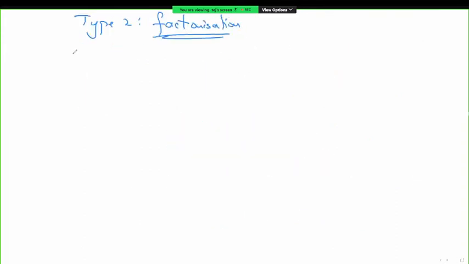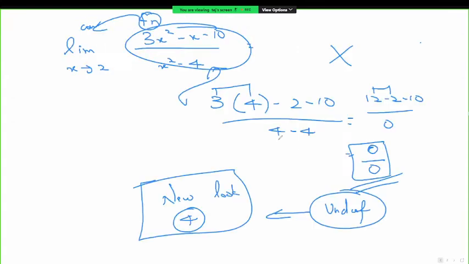Wait. So let's say the question is the same question, a copy. Please don't write. Limit x tends to 2, (3x square minus x minus 10) divided by (x square minus 4). Now you try direct substitution first. We tried it here in this slide. What are we getting? 0 by 0, which means look number 1 is not suiting the function.